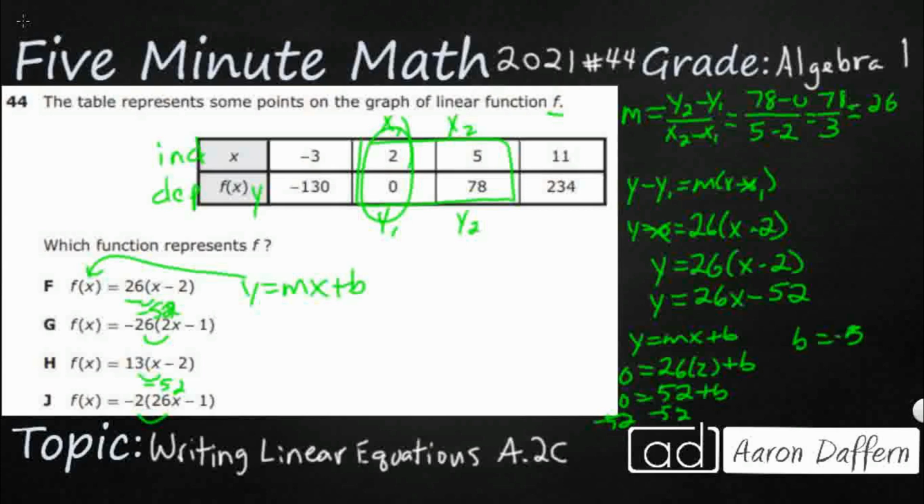The problem with doing it this way is I've isolated b, but now I've got to plug it back into my slope-intercept form, so point-slope form ends up being a little bit simpler. The answer is F.